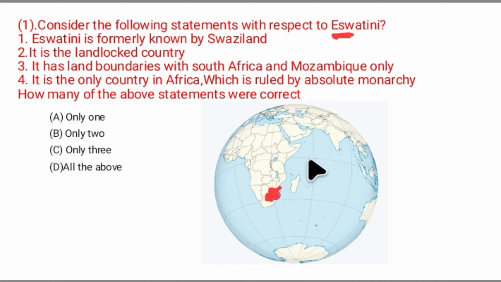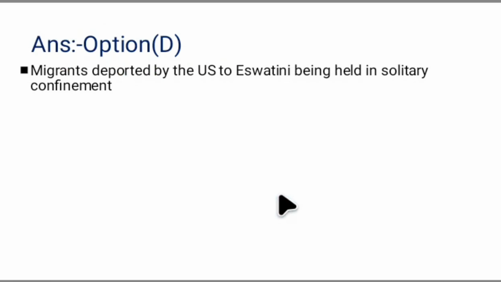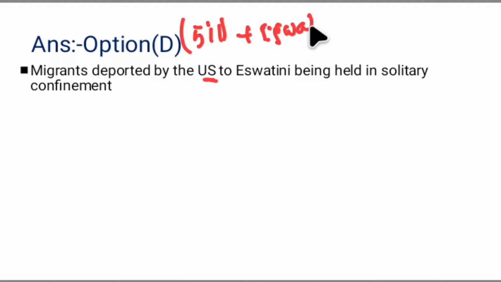And here it is Indian Ocean, and here it is the Pacific Ocean. And why is this Eswatini country in news? Because the USA, United States of America, has been deporting 5 illegal immigrants from various countries to the Eswatini country, which is why this country is in news.